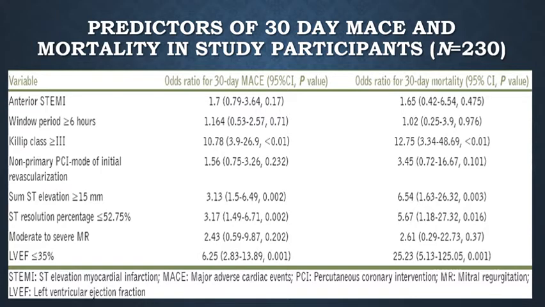This is a table depicting the odds ratio between different variables and 30-day MACE as well as 30-day mortality. As we can see, the statistically significant parameters are Killip class greater than 3, STE greater than 15 mm, STR less than 52.75, and LVEF of less than 35%. The rest are not statistically significant.